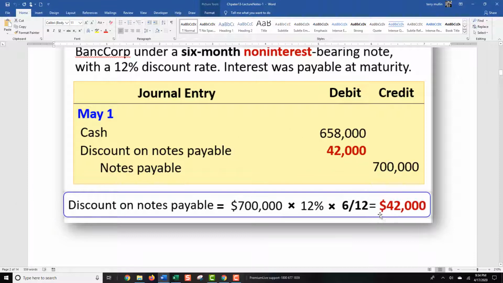it's calculated at a monthly rate, so 6/12, right? It's up here. They told you it was a 6-month, instead of 180-day. So that was your clue to use months, right? So it's $42,000. They put that into a contra notes payable account. So it's discount on notes payable. And so the cash proceeds, or the money you receive, is the $658,000.